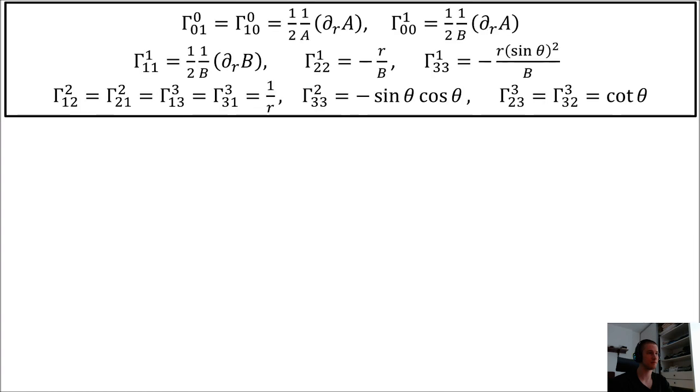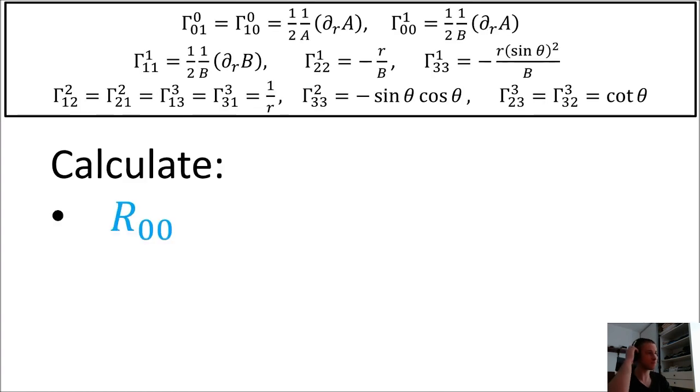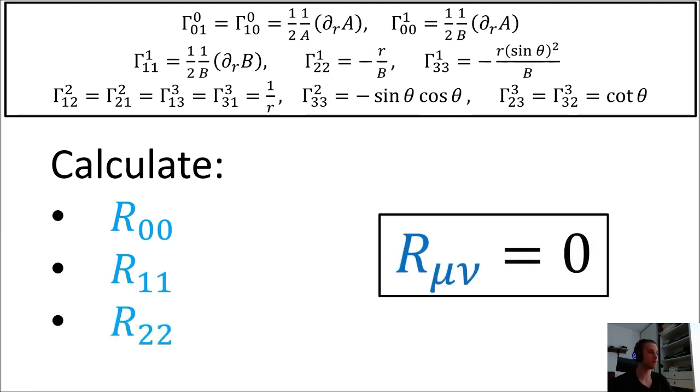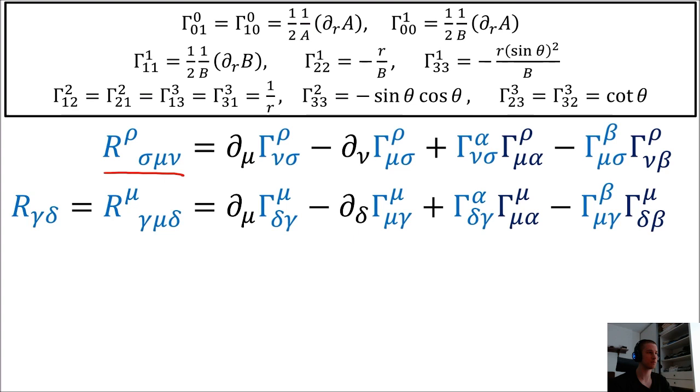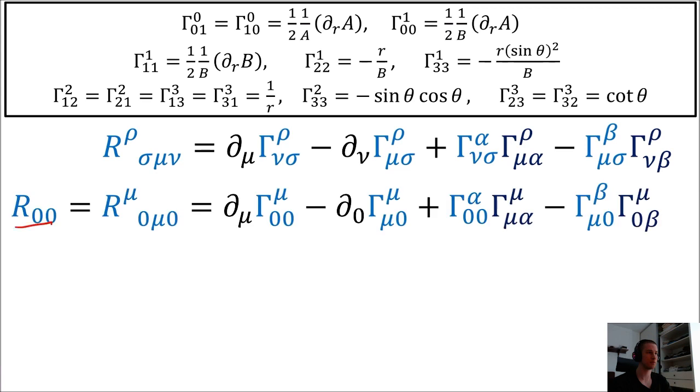So given these connection coefficients, we're now going to calculate the formulas for R00, R11, and R22. Remember, our Einstein field equations tell us that all the components of the Ricci tensor are equal to 0. We'll see that these three equations will be enough to solve for our a and b functions. Remember, given the Riemann tensor, the Ricci tensor is just the Riemann tensor with its upper and lower middle indices summed together. So the 0, 0 Ricci component looks like this.